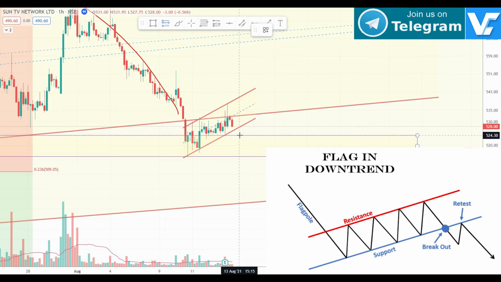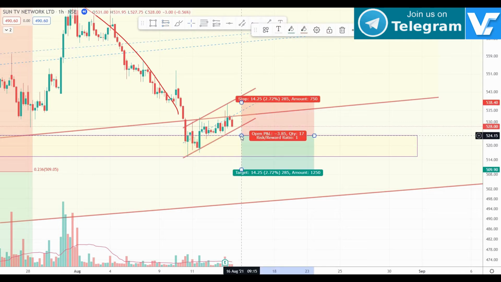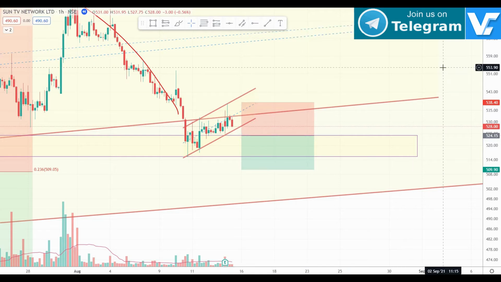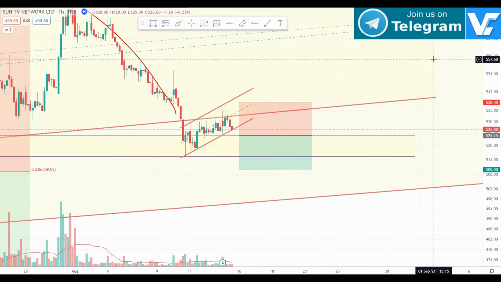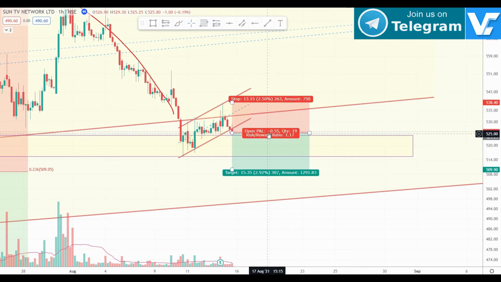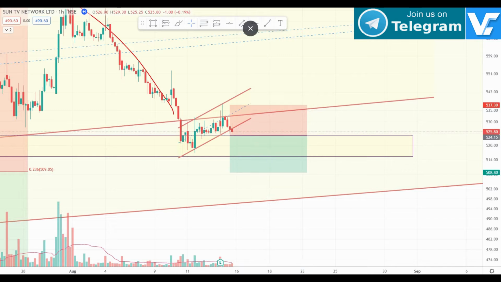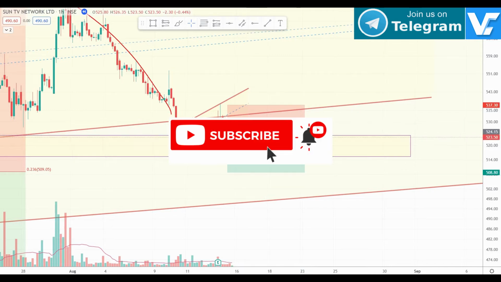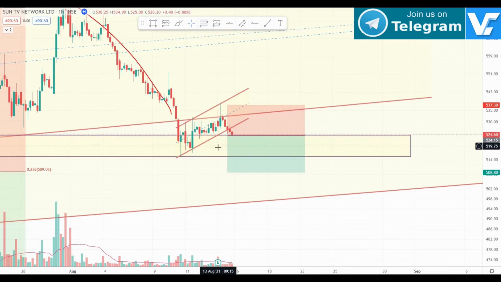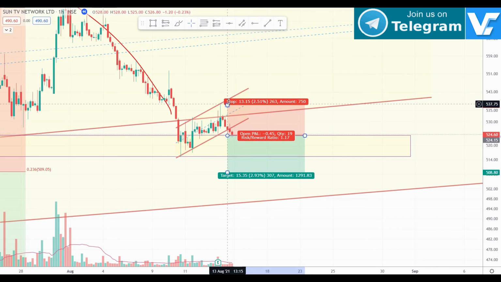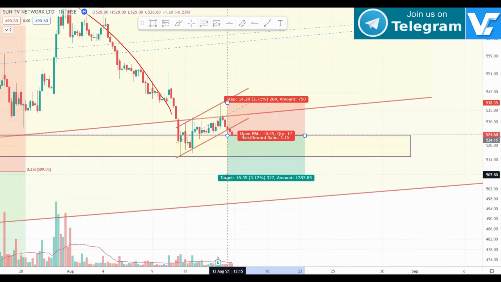We can place a short position above this level, and when it gets triggered, then we can place the stop loss and target. Wait for the price action. And our short position got triggered, so we can place the stop loss above this candle and keep the target at 1:2 risk reward ratio.